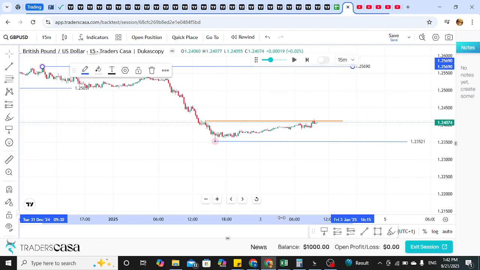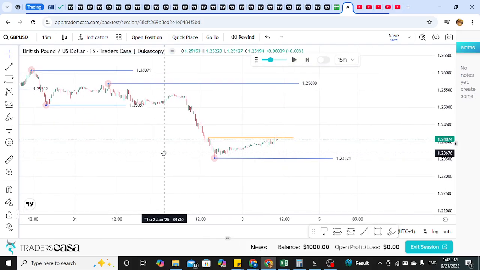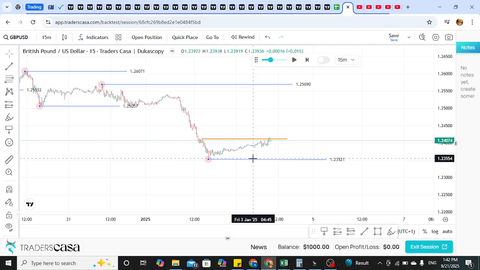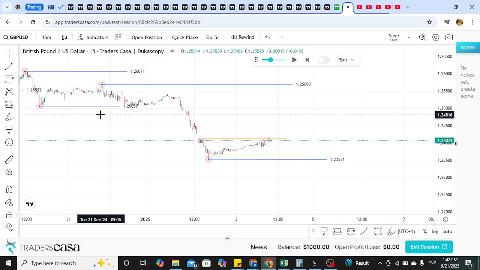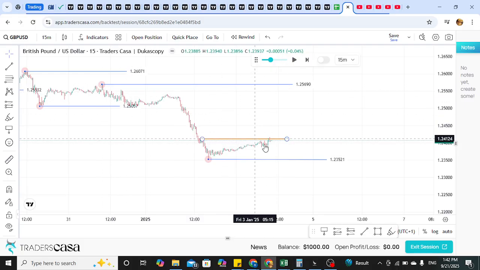Okay, let's see if we can catch the whole move. Okay, this is the range. This is the high of the range. This is the low of the range, and we have a major inducement. So now we are ready to identify the points of interest, the POIs, which means, well, this is the first POI. Actually, the inducement is the first POI.